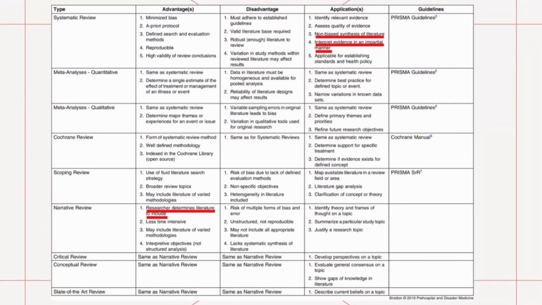In this table, you can see some examples of the types of literature reviews which can be performed. There are systematic reviews, which are the more rigorous ones and that follow the PRISMA guidelines. Then you have meta-analysis, the qualitative and quantitative ones, which are a step further than systematic reviews, and they are not always performed because of certain conditions that I will mention to you in the next slides. There are Cochrane reviews, scoping reviews, narrative reviews, critical reviews, conceptual reviews, and state-of-art reviews.